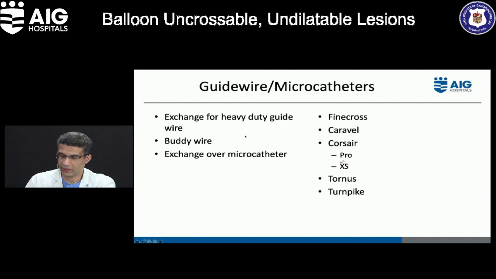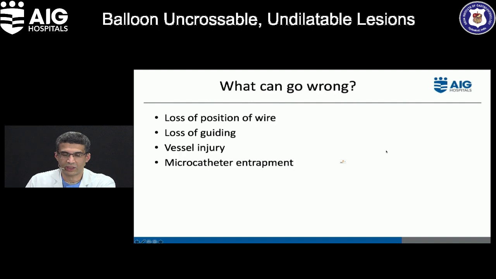Basically, you can change over to heavy duty guide wires like BHW, or you use Ironman and those kind of wires which give you good support. And you can use any of these particular microcatheters to actually exchange the wire. Again, what are the risks?